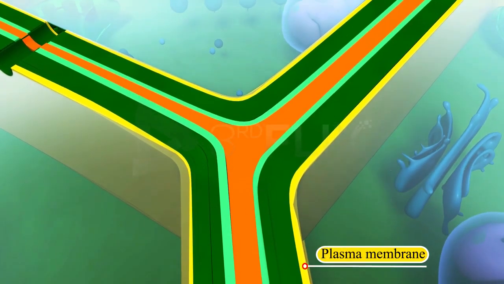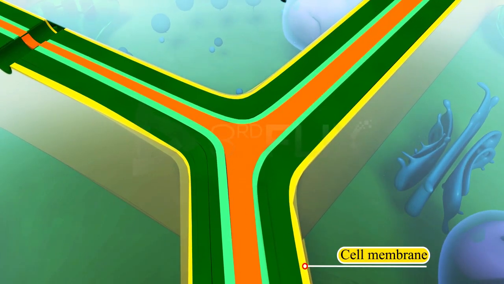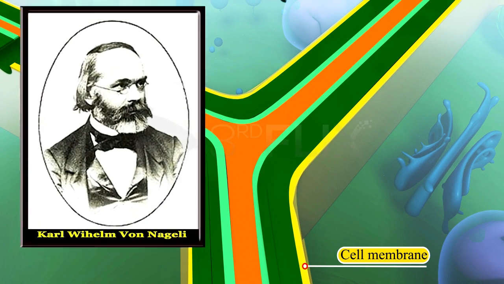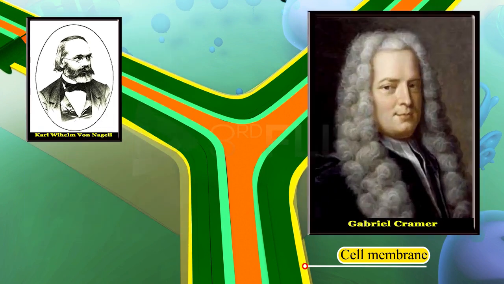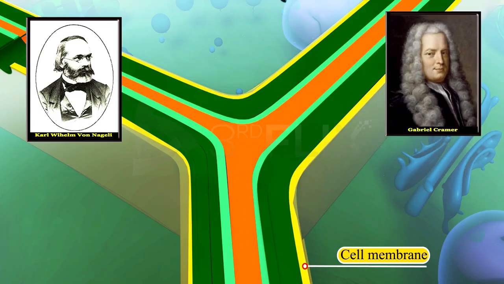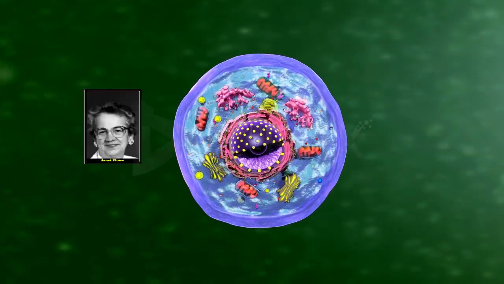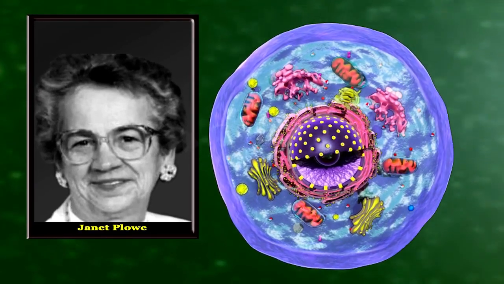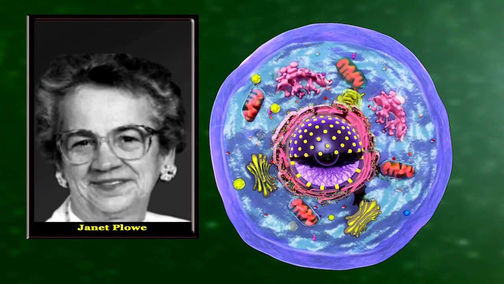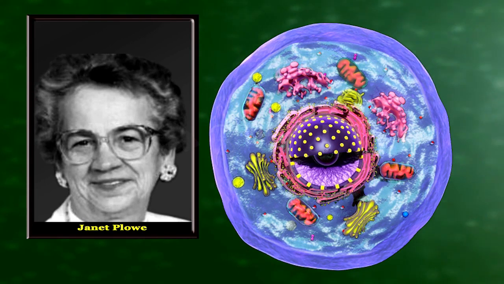Plasma membrane or cell membrane. The term cell membrane was coined by Nageli and Kramer. Cell membrane is also called plasmalemma, a term coined by Plowe. Plasma membrane is the outermost covering of the cell. It separates the contents of the cell from its external environment.